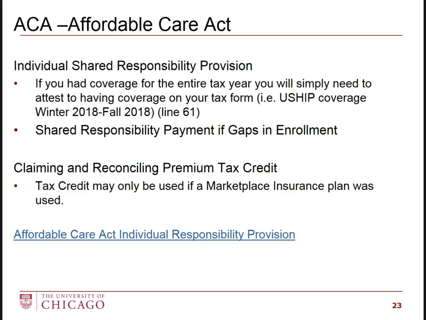The ACA Affordable Care Act provision is in effect for the 2018 tax year. You must determine if you had coverage for the entire tax year. If you did not have coverage, you should determine if you have an individual responsibility payment due on your tax return. The coverage should extend for the tax year. So the coverage would extend through winter 2018 to fall 2018. You would have a responsibility if there's a gap in any of that enrollment.